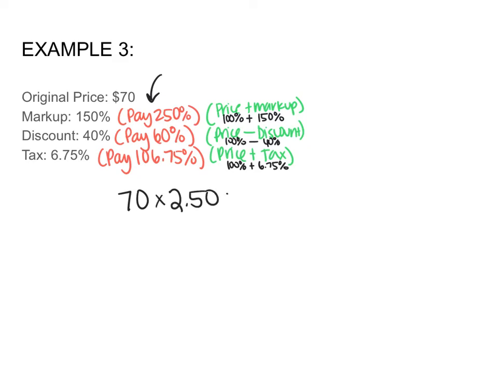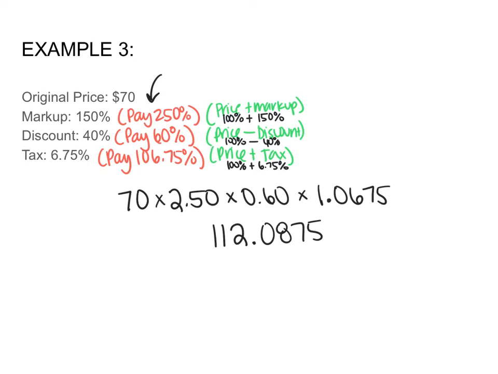250% of that. Then I'm finding 60% for the price after the discount. And finally, I'm finding 106.75% of that for my final price. I get 112.0875. And when I make that into just dollars and cents, I end up with $112.09.